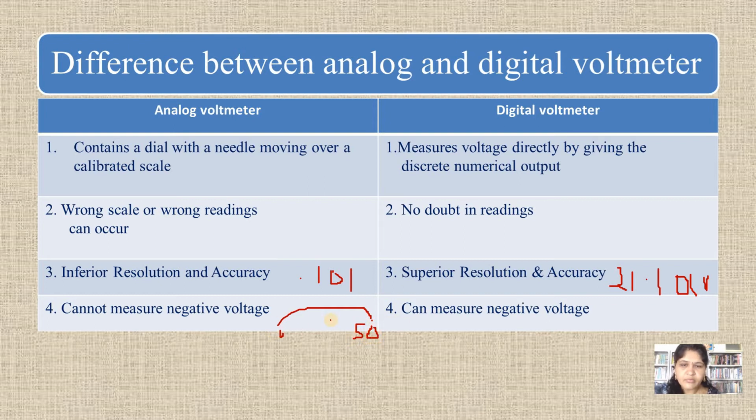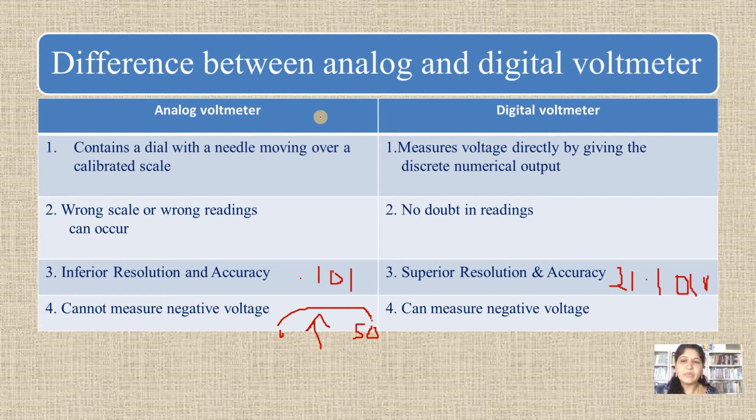0 to 50. So the pointer will read the values from 0 to 50. Other than those values, it will show the negative side from the 0. So we can't note the negative values in the analog voltmeters. It is an impossible task with the help of the analog voltmeters, but we can read positive and negative values with the help of the digital voltmeter.